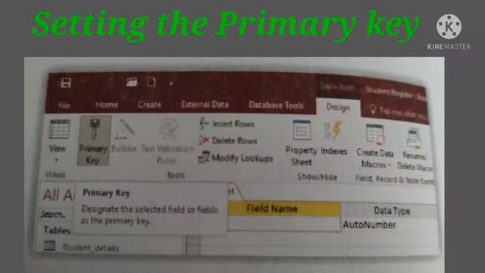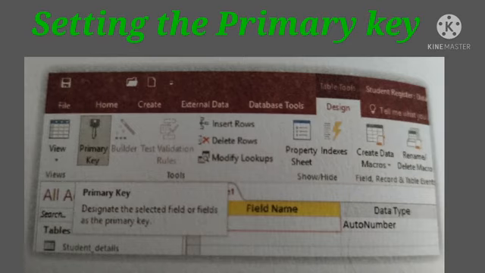Setting the primary key. Students, each table must have only one column set as a primary key. The primary key is a unique identifier for a record. This field can never be blank. Okay, students? The primary key is a unique value for that column. Hence, it cannot be the same for two records.